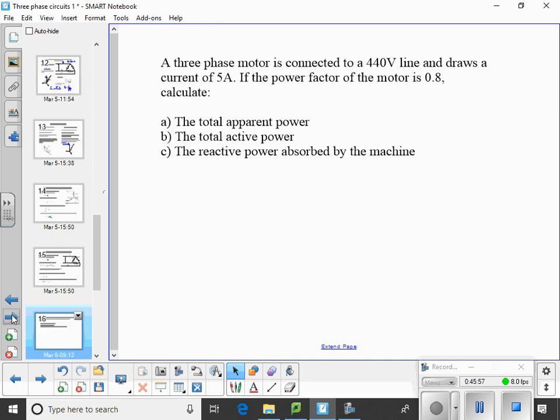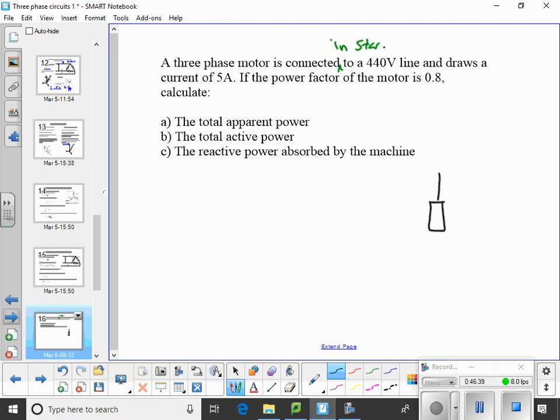So let's have a look at a problem then. A three-phase motor is connected to a 440 volt line and draws a current of 5 amps. If the power factor of the motor is 0.8, calculate... I should have put in star, 440 volt line. So, always worthwhile sketching the system.